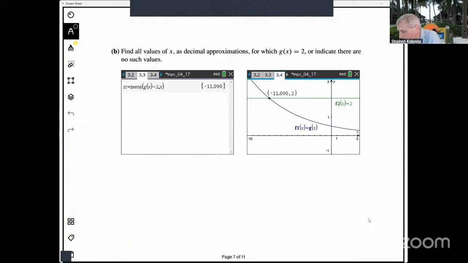All right, part B here. What does it say? Find all the values of x as a decimal approximation for which g of x is equal to 2, or indicate that there are no such values. This sounds like one of the questions on the FRQ too, doesn't it? Yeah. So we've already done something a little bit like this on the TI-Nspire. I can actually use the zeros function. I'm solving this expression, g of x is equal to 2, bringing the 2 to the other side, getting all of the non-zero expressions on the left-hand side, and finding the zeros of that expression for x, and there's only one.